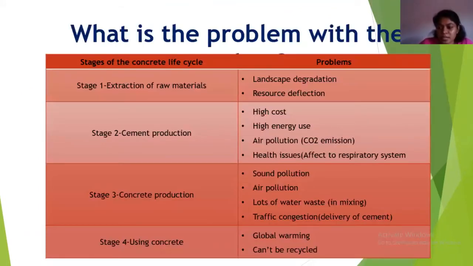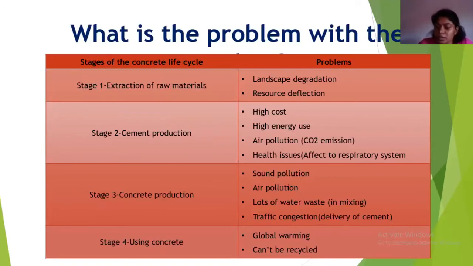In the stage of extraction of raw materials, there are two main problems: landscape degradation and resource depletion. In the next stage of cement production, there are four main problems such as high cost, high energy use, air pollution, and health issues. In the next stage, the concrete production, there are another four main problems: sound pollution, air pollution, loss of water waste, and traffic congestion. In the last stage, global warming and inability to recycle.